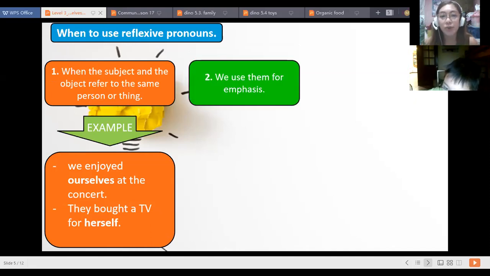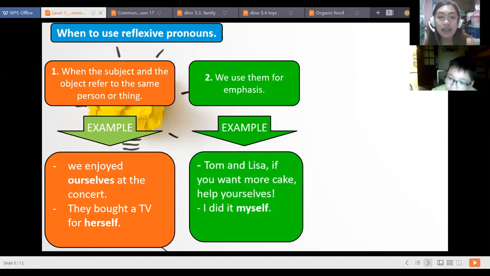Okay, so number two, we use them for emphasis. For example, Tom and Lisa, if you want more cake, help yourselves. I did it myself. Okay, again, Ken. So number two, we use them for emphasis. For example, Tom and Lisa, if you want more cake, help yourselves. So these are the number two examples.